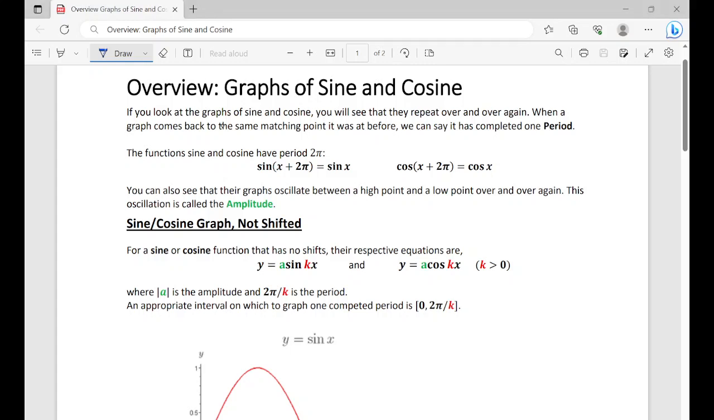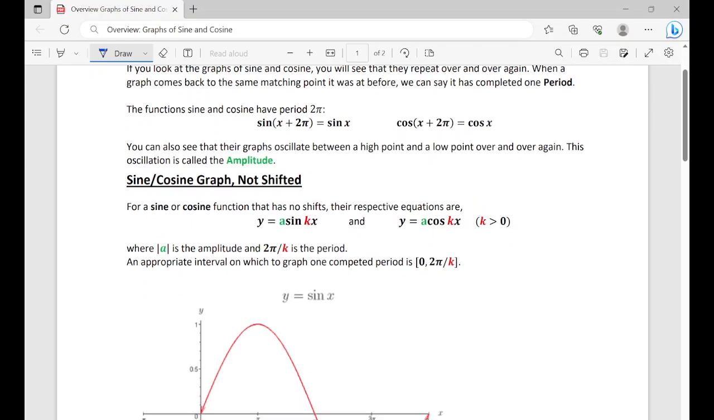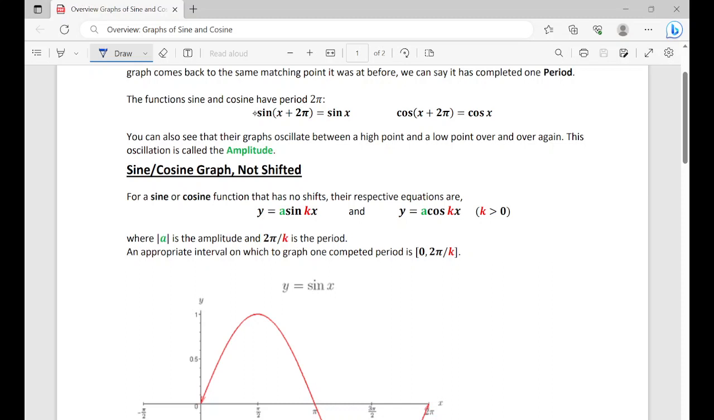If you look at the graphs of sine and cosine, you will see that they repeat over and over again. When a graph comes back to the same matching point it was before, we can say that it has completed one period. The functions sine and cosine have period 2 pi. So if sine of x plus 2 pi is given to you, it's just sine x. And cosine of x plus 2 pi is given to you, it's just cosine x.